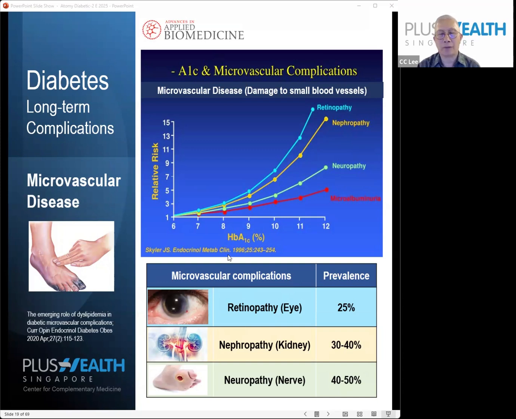The prevalence rates of these in diabetic patients is that the eye disease accounts for a 25% prevalence rate, whereas kidney disease is actually higher, 30 to 40%, and the nerve damage caused by diabetic conditions is in fact the highest prevalence. You can see that close to half of the diabetic patients will suffer from a nerve damage condition.